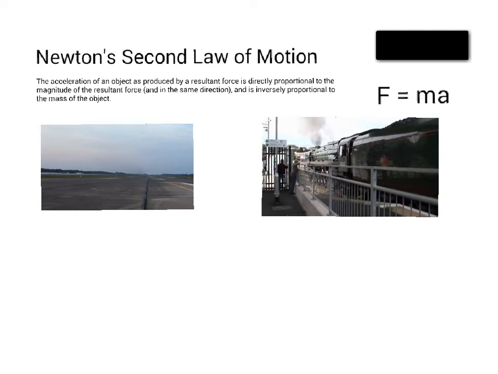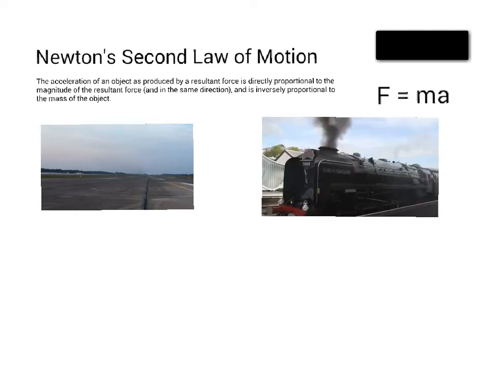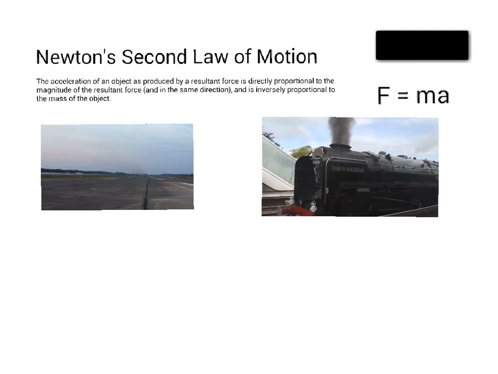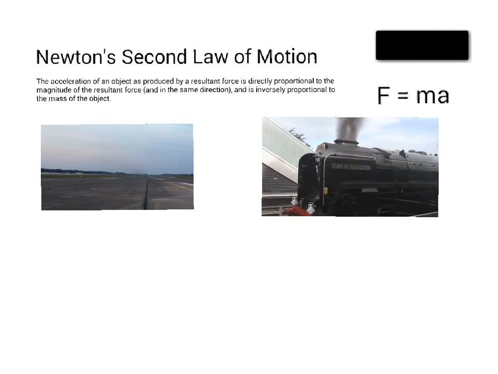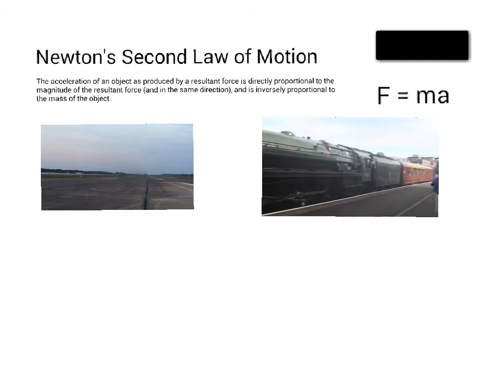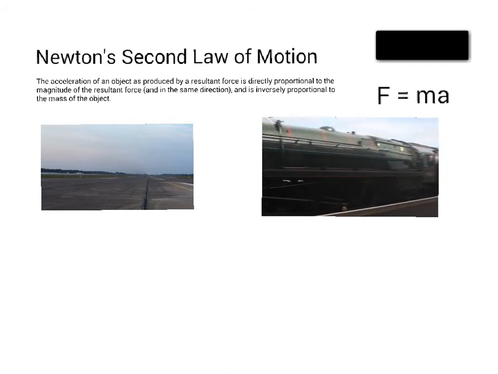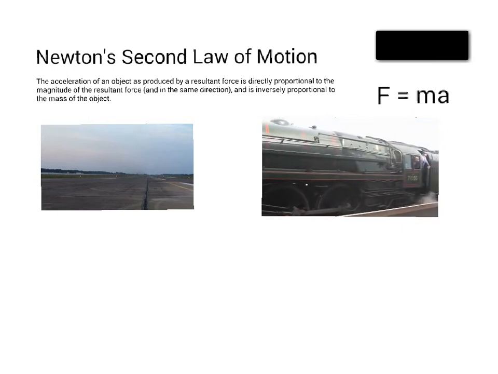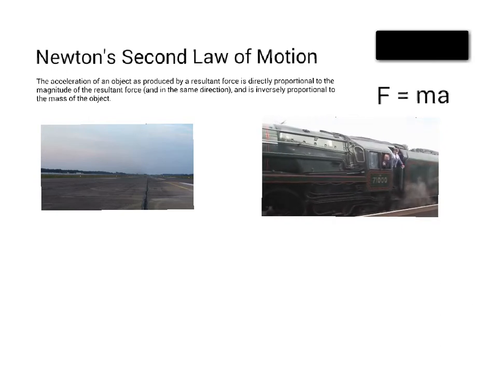The force produced by the car's engine is much smaller than that produced by the steam train. Yet because the steam train's mass is so much greater, the acceleration of the steam train is significantly slower than the acceleration in the car.